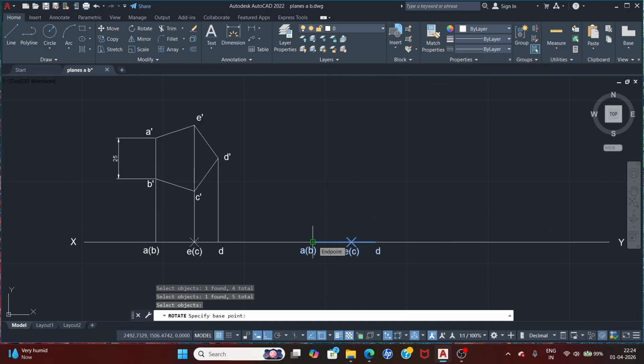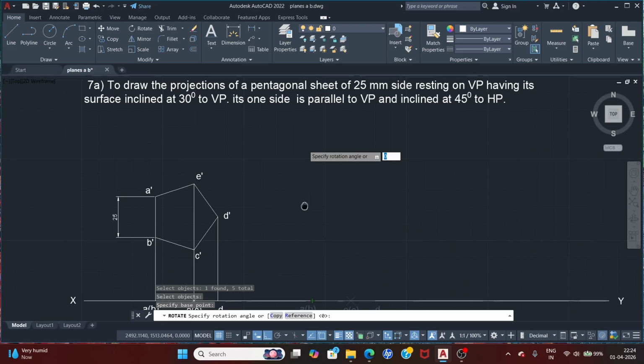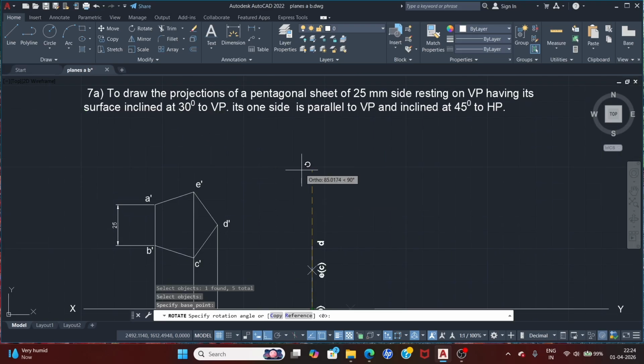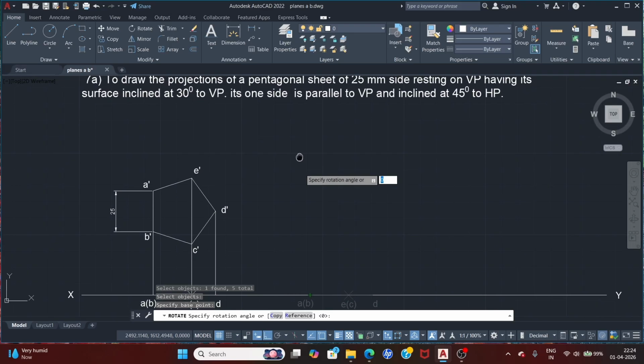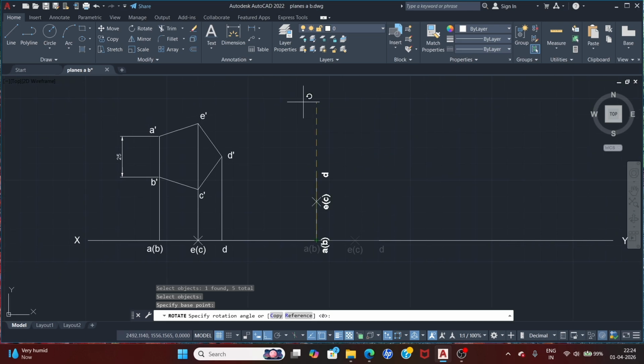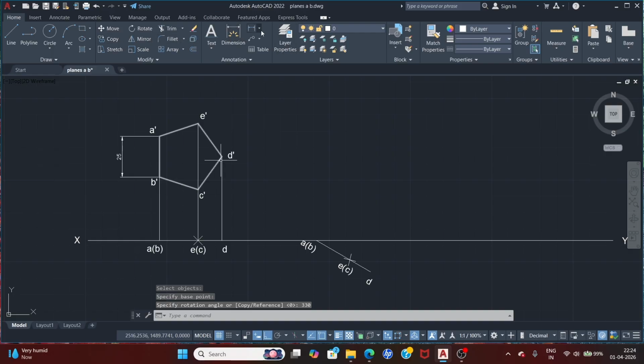We need to copy this drawing, and then I'm going to rotate it using the rotate command. This is my base point. Here the rotation angle, the VP angle, is 30 degrees, so it is related to VP. 360 minus 30 is 330 degrees. So we have to give the rotation angle as 330. For your understanding, I am typing it like that. So it is 330. Now the third case drawing is completed.